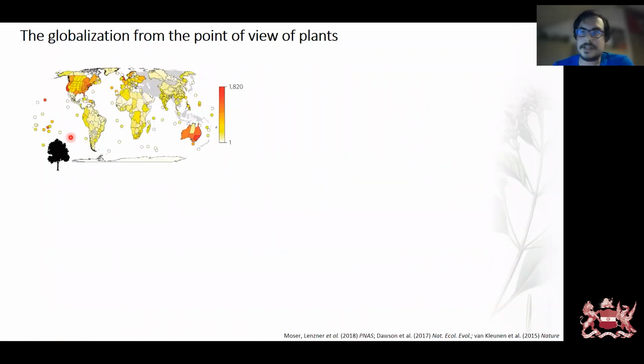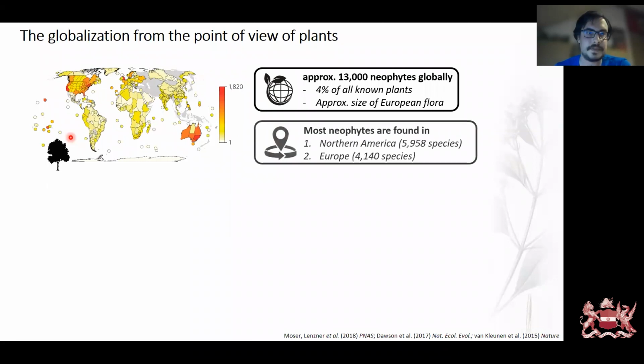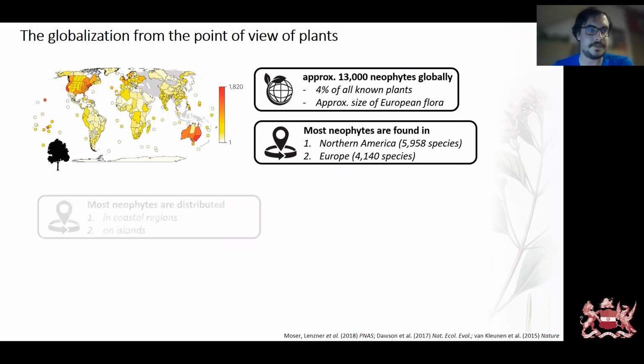To put this into context and give you some figures, globally, approximately 13,000 non-native plants or neophytes are recorded or reported, which is roughly 4% of all known plants, or in maybe a more easy to grasp figure, it's approximately the size of the European flora. Most of these neophytes are found in Northern America, around 6,000 species, and in Europe, around 4,000 species, which already gives a bit of an indication that this might be some kind of legacy or heritage from European colonial expansion.